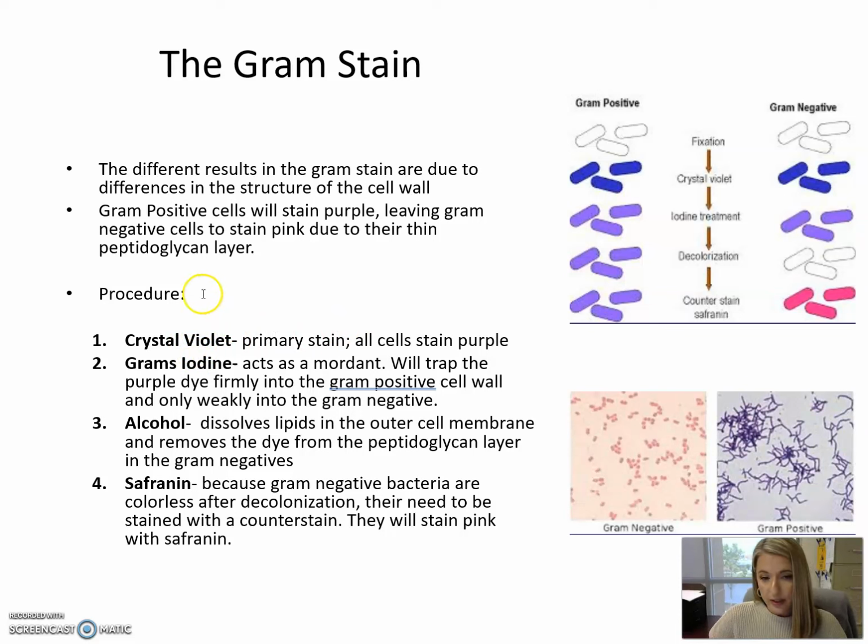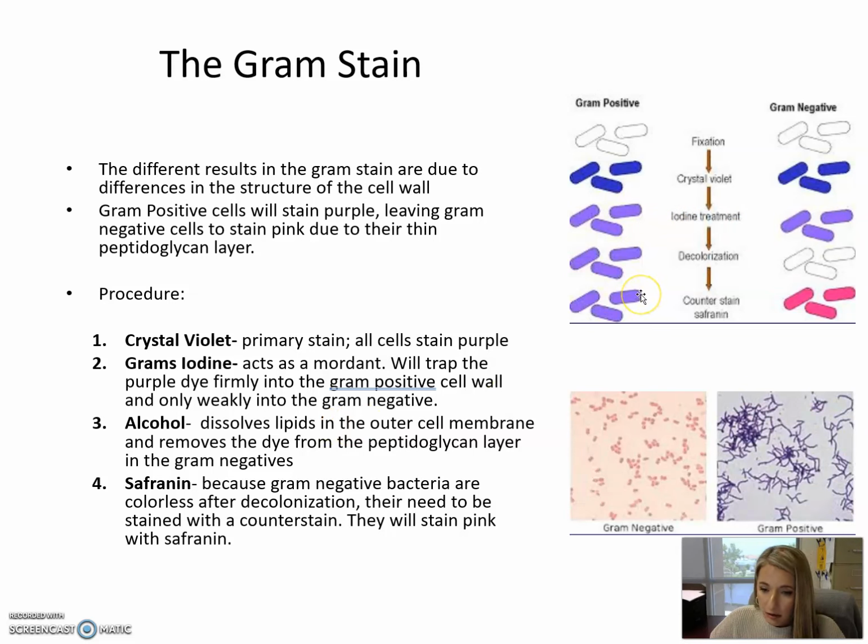Do make sure you know the reagents in the order that they're used in. Our first reagent is crystal violet. It is going to stain all the bacteria purple, regardless of whether they're gram-positive or gram-negative, because it's the primary stain, the only one you've used so far. Then we use iodine. Iodine is not going to stain, but it is going to act like a sealant. It's a mordant, so it's going to seal the crystal violet color in, and everything's still purple.